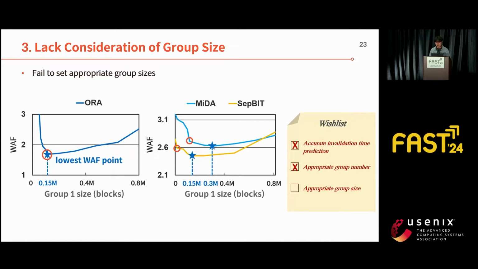Finally, most existing techniques fail to find the proper group sizes that minimize WAF. The graph shows whether each technique applied the proper group size of group 1. The star mark represents the lowest WAF point, and the circle mark represents the actual group 1 size for each technique. So in the case of Aura, it applies the best group size and provides the lowest WAF. However, MiDAS and CEPIT set smaller sizes, which increase WAF. So we checked that the existing techniques do not follow the third element of the wish list either.